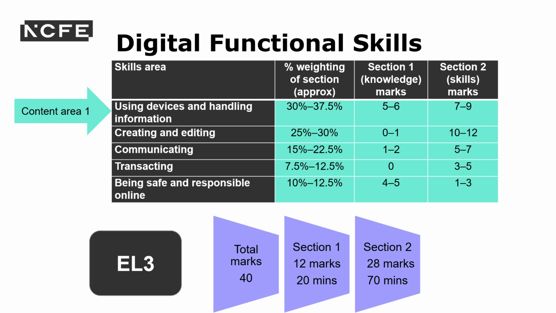Next, we have the weightings of the Digital Functional Skills Entry Level 3 assessment. For digital functional skills, using devices and handling information is the first content area and has the highest weighting in the assessment compared to the other content areas. There is a fairly even split between 2 sections with 5 to 6 marks coming from knowledge section and 7 to 9 marks coming from the tasks section. For digital functional skills, there are short answer questions in the knowledge section as well as multiple choice questions.